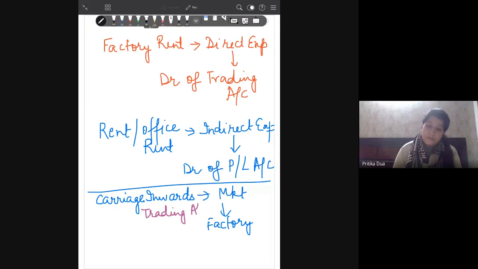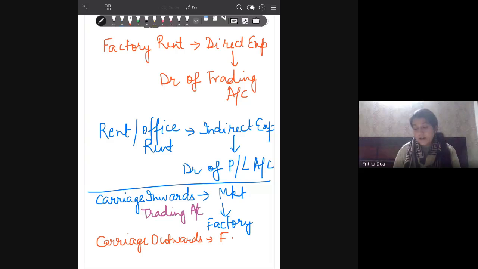Okay. On the other hand, carriage outwards क्या होता है? सेल्स करने के बाद प्रोडक्ट आपने सेल कर दिया, अब फैक्ट्री से कस्टमर तक पहुंचाने का जो खर्चा होता है, that is known as carriage outwards and that will come under the P&L account.